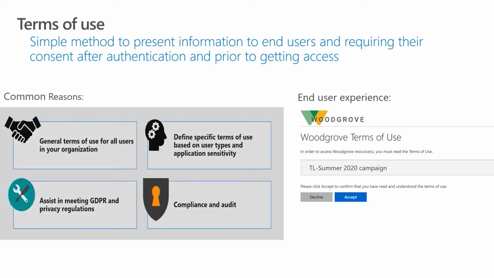Now, some common reasons why organizations might use terms of use. One, it might just be a general policy in the organization requiring your users to see some information and agree to it before getting access. The other one, it could be specific to certain applications, either your high impact applications or applications that contain sensitive or confidential information. The third reason is due to government regulations such as GDPR or privacy concerns. You might need to let your users know what information you're collecting from them and have them consent to that. Then finally, audit and compliance reasons.